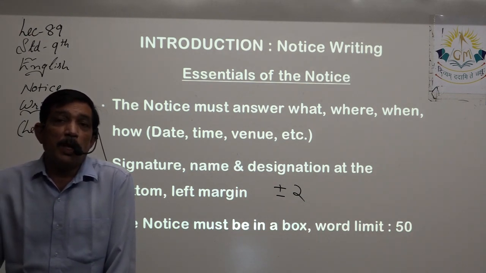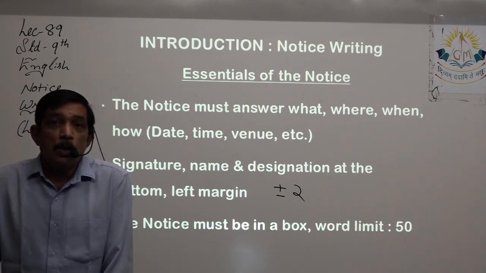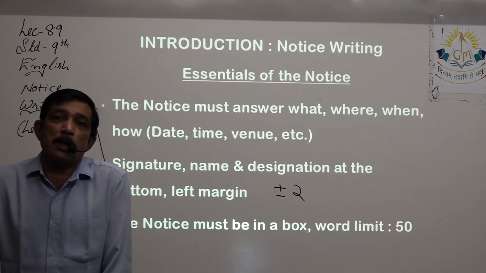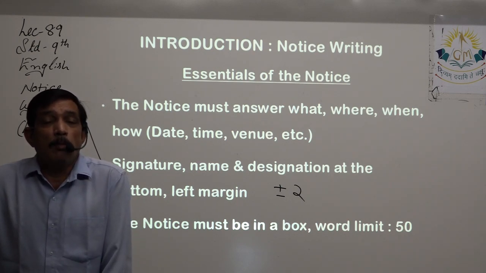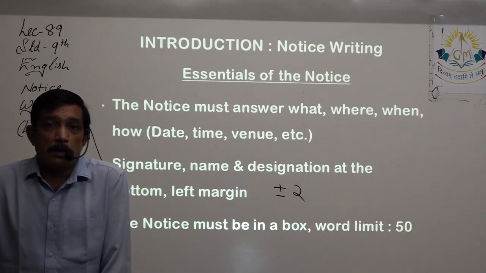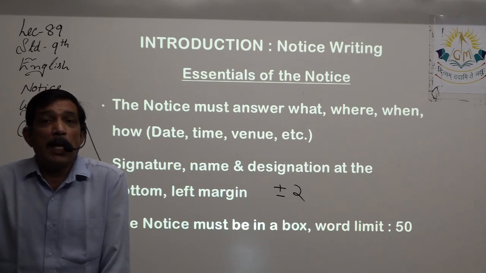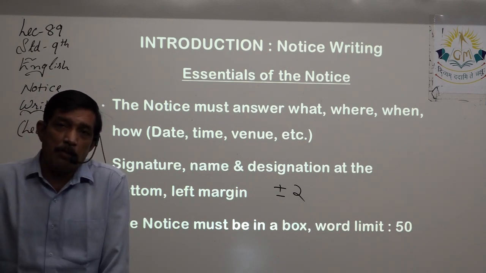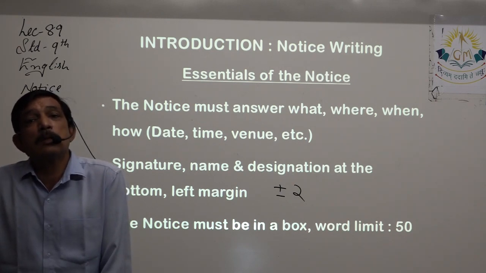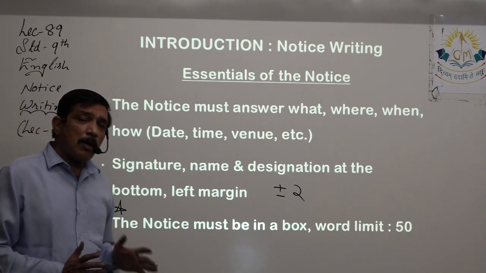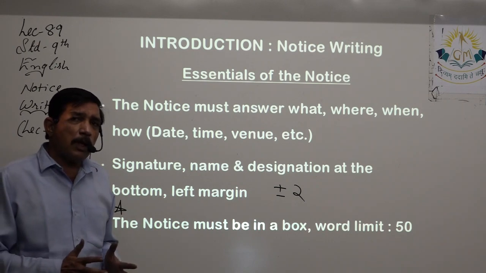Because sometimes we have to make the grammar proper, and for that you need to add a word or two. In order to complete the message, you might need some extra words, but that limit should not go above 3. So manage your notice in such a way that it is complete within 50 words. It can be exactly 50 words. If it is not, it can be plus 2, 3, or minus 2 or 3. So the word limit is there, but you don't have to stick exactly to it.